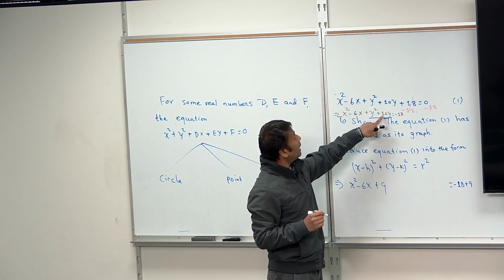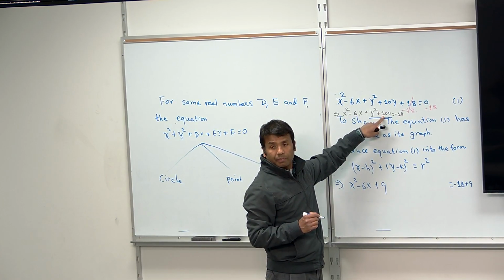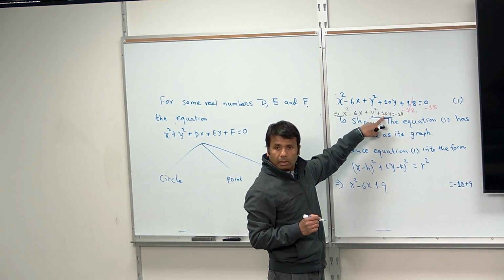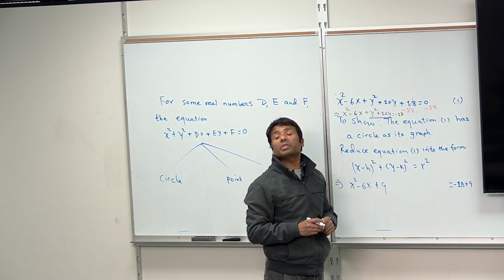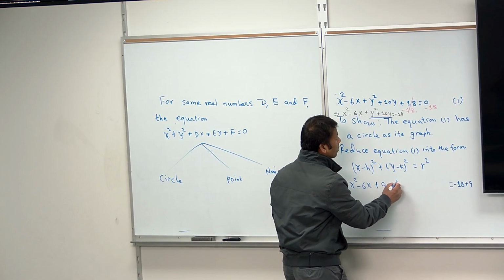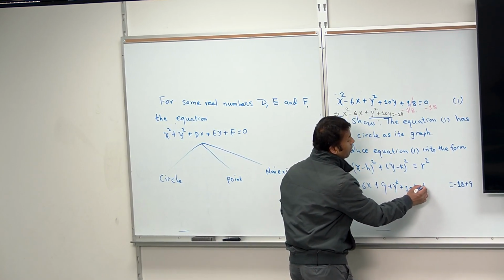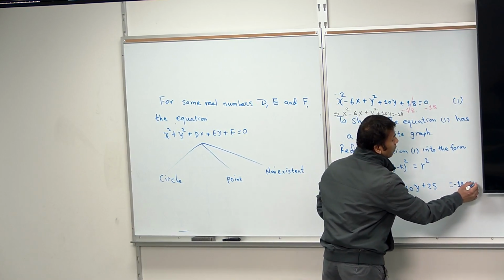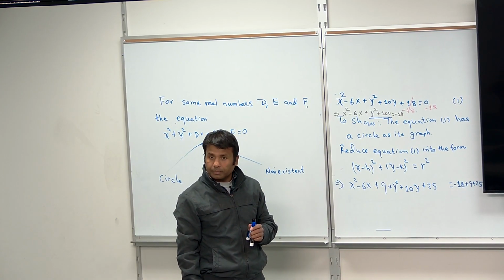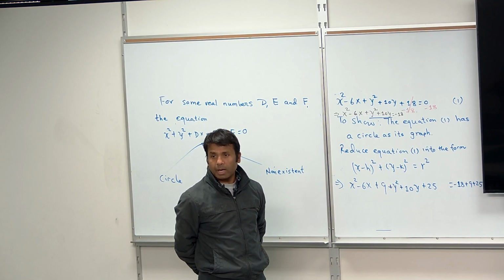What is the coefficient of y? 10. What is half of 10? 5. Square that number. What is 5 squared? 25. Add 25 to both sides of the equation. That makes sense? So now you have y squared plus 10y plus 25, and you also add 25 here. Did you get it? Right? You see what I'm doing here, right?